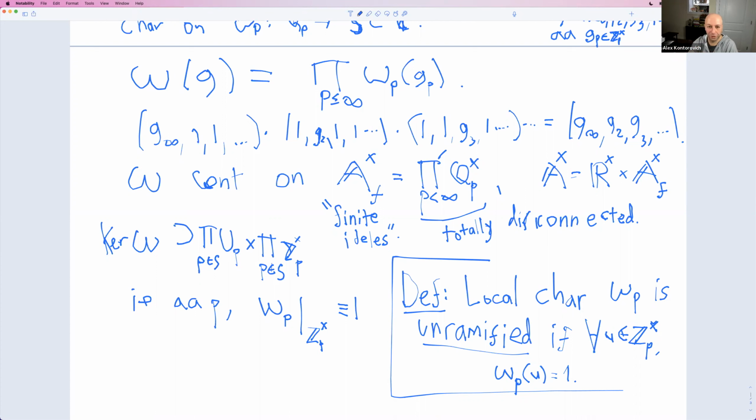And so if you look at the finite adeles, this is a totally disconnected space, and it's a continuous action. So the kernel has to contain some open set. And the basis for the opens is sets of this form.